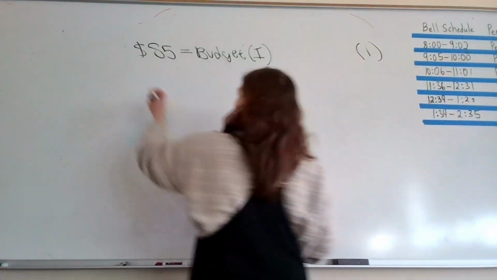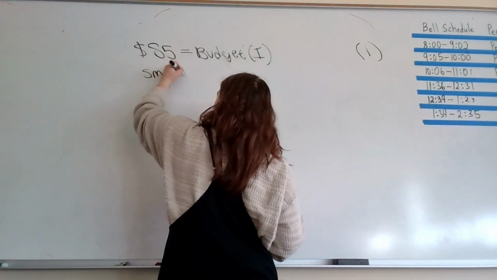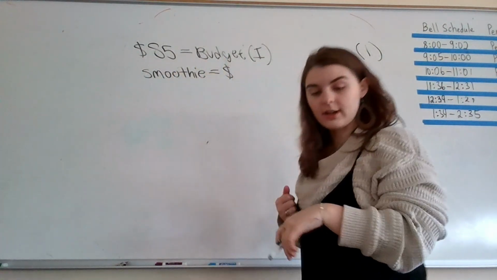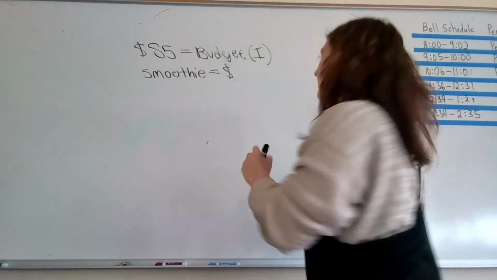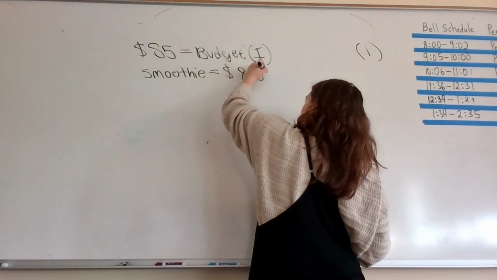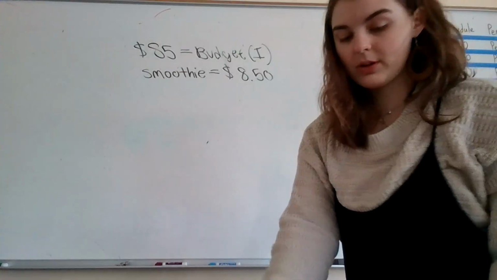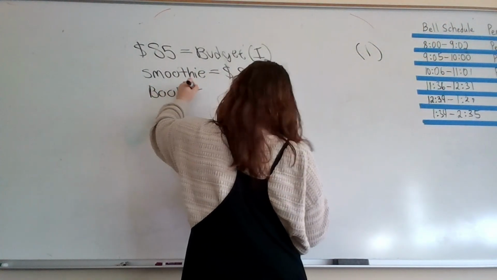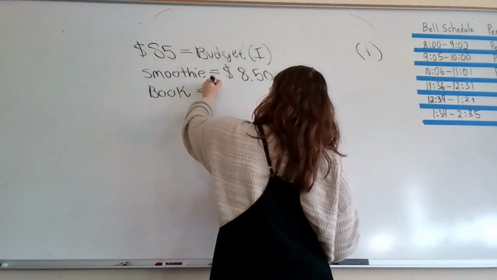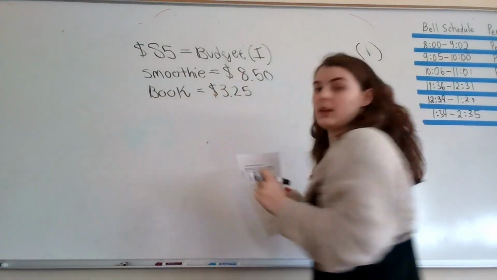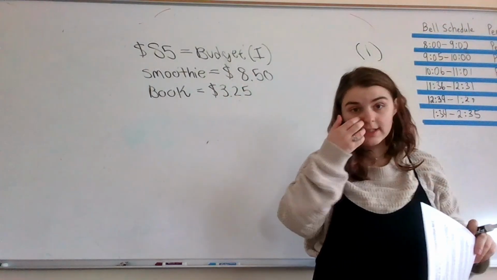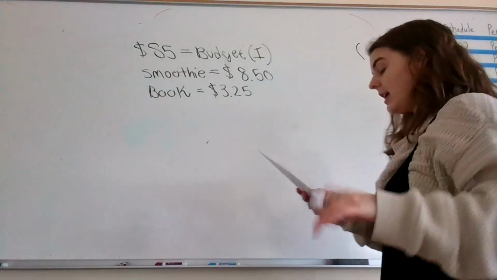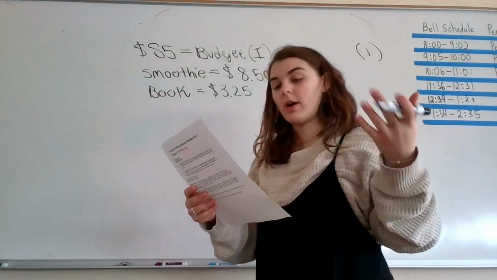Each smoothie is a cost of $8.50, and each thrifted book itself is $3.25. So I have 3 pieces of information, and this is key for us to build our budget constraint and then to graph our budget constraint, because the first question asks us to do our budget constraint.